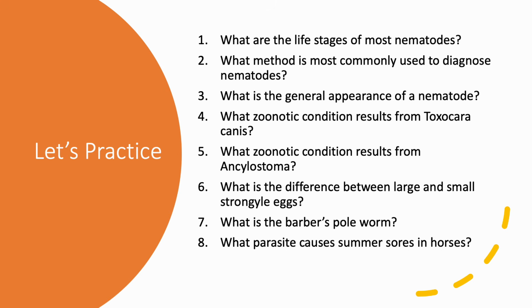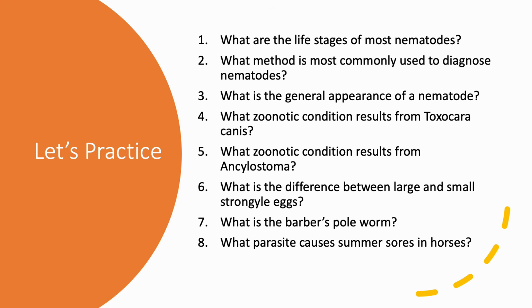What's the zoonotic condition that can result from Toxocara canis? Did you think to yourself, visceral larval migrans or ocular larval migrans? Because if you did, you got it right. Good job. What's the zoonotic condition that results from Ancylostoma? Okay, hopefully you thought cutaneous larval migrans and you remembered that picture of a foot with a creepy crawly worm under the skin.